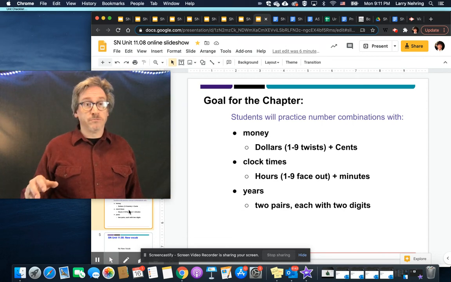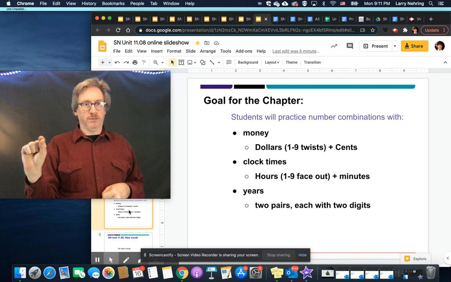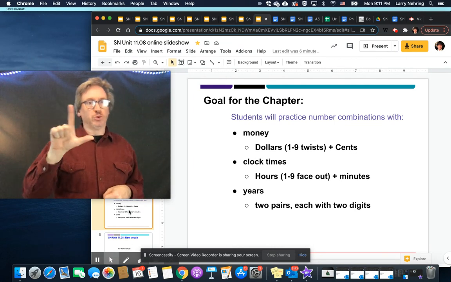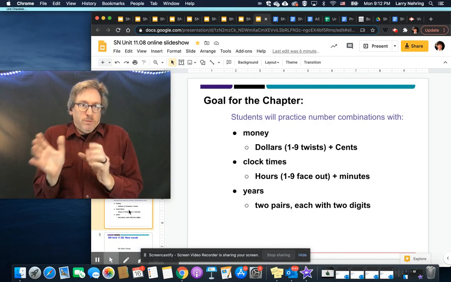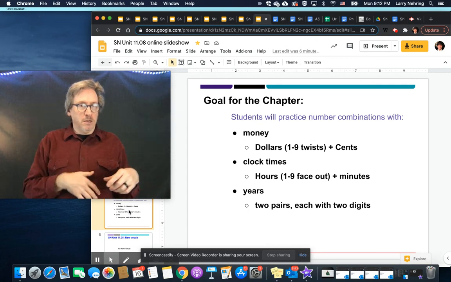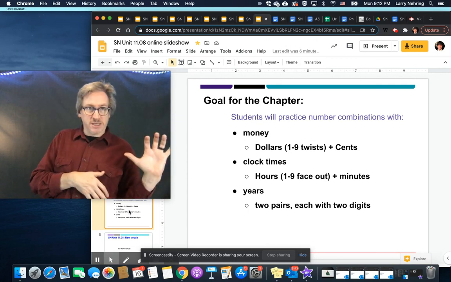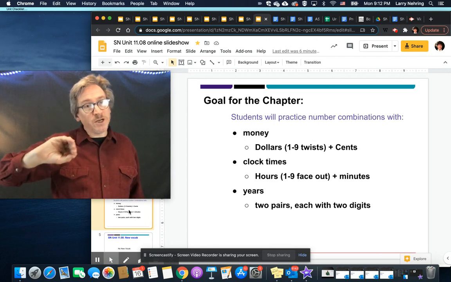So two pairs, 20, 20. One here, one there, boop, boop, inside, outside. So center line, just to the outside. If you're left-handed, it'll be center line, just to the outside, just to your left. And you always want to do the two digits.